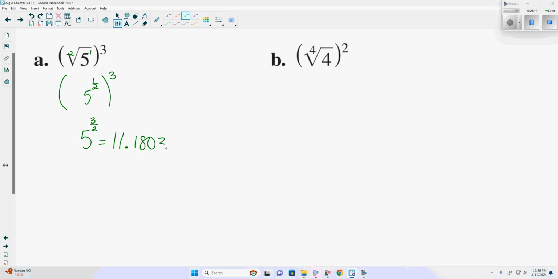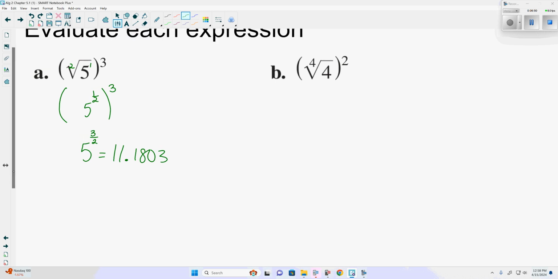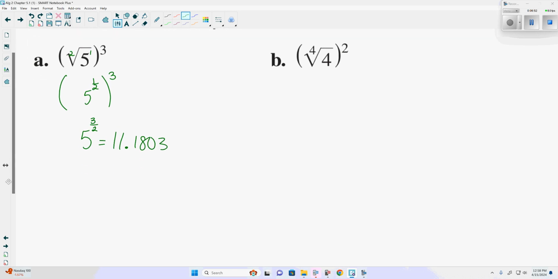11.1803. So we'll put that there. But we have... so 11 would be the answer? 11.18. If we do evaluate, especially with these here, I'll specify where to round to the number of decimal places. But especially like last chapter with solving, if we do get something like x equals 5 to the 3/2, we can leave it as that, especially with solving. Does that make sense? Okay, yeah.